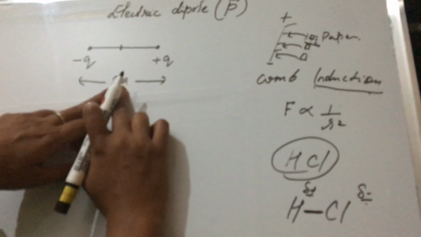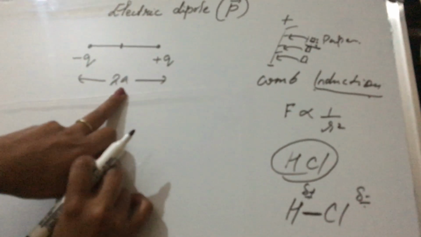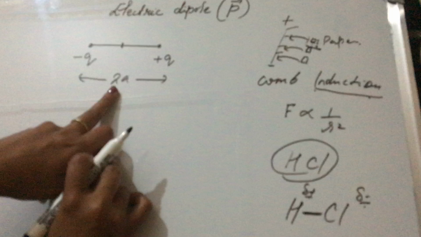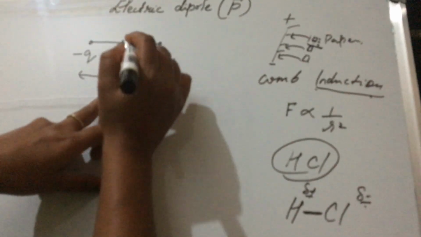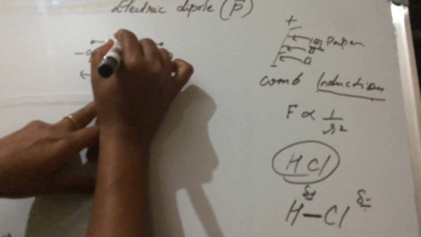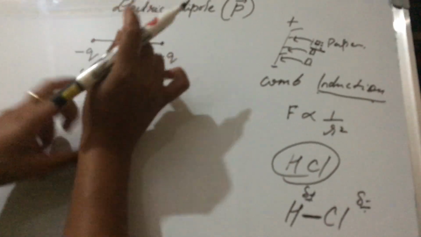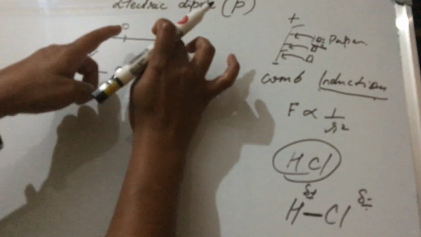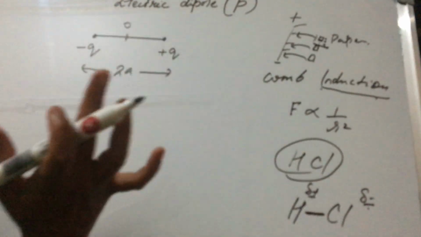Now you might be thinking why I have chosen 2A. First thing, your text has chosen it. Another thing, we are taking all the measurements from the center. So from this side A, that side A, so A plus A, 2A.